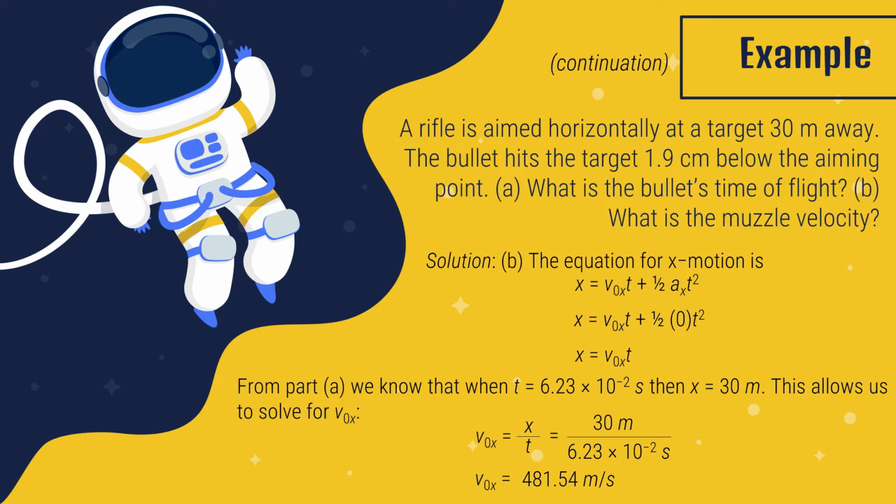v sub 0 in x is equal to x over t, which is equal to 30 meters over 6 and 2300 times 10 to the negative 2 seconds. And v sub 0 in x is equal to 481 and 5400 meter per second.